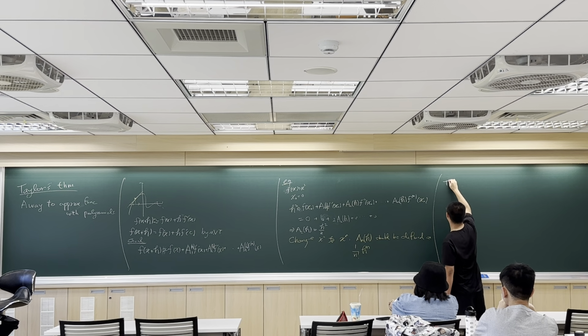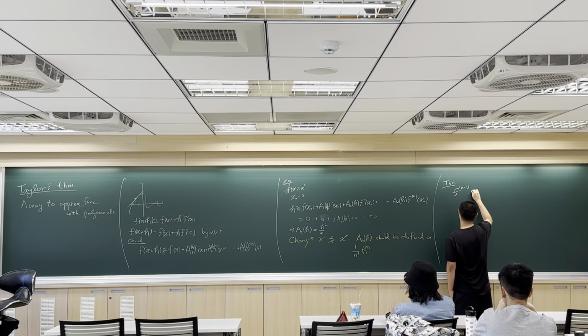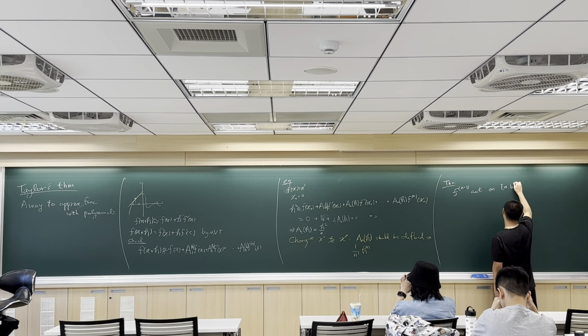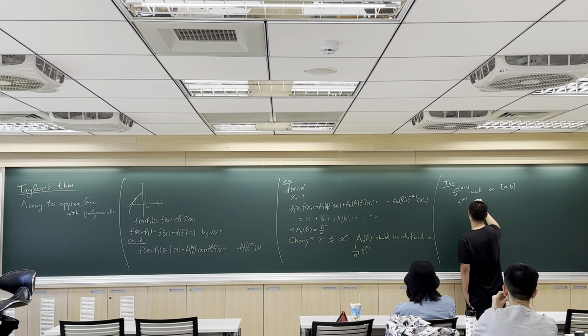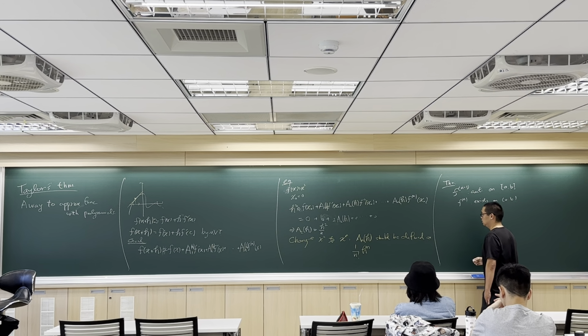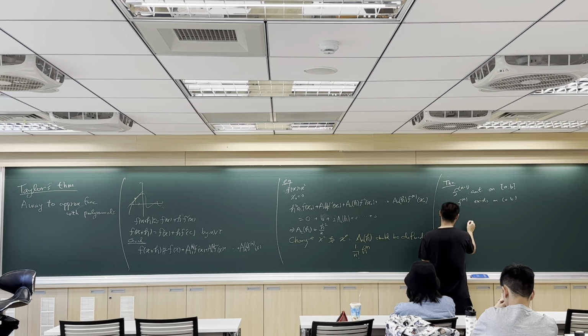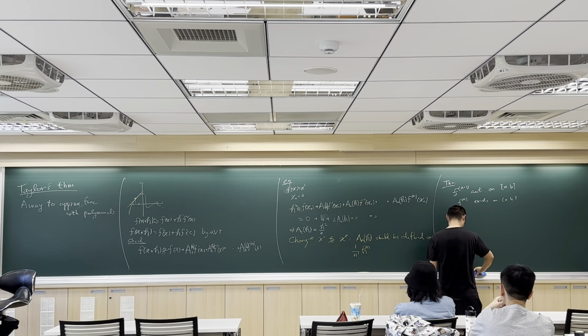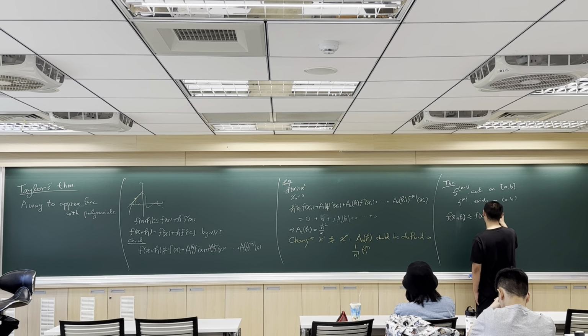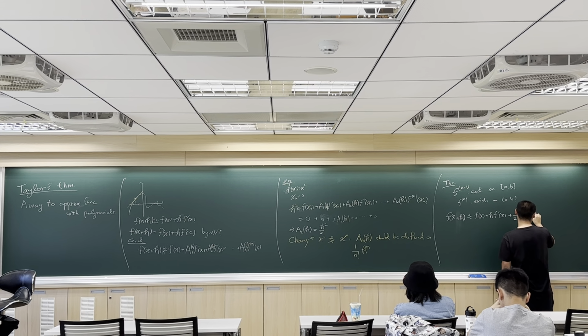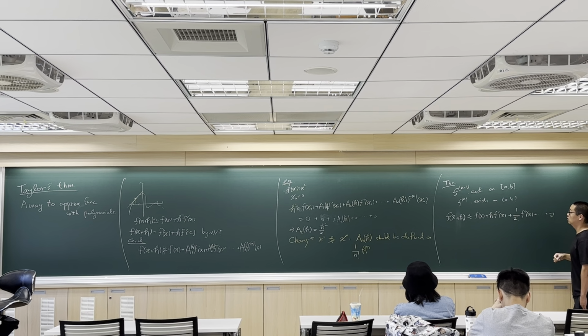So back to our theorem: if f^(n-1) is continuous on [a, b], and f^(n) exists on (a, b), then we want f of x plus h to be approximately f of x plus h f prime of x, and so on, up to h to the n minus 1 over (n minus 1) factorial times f^(n-1) of x.